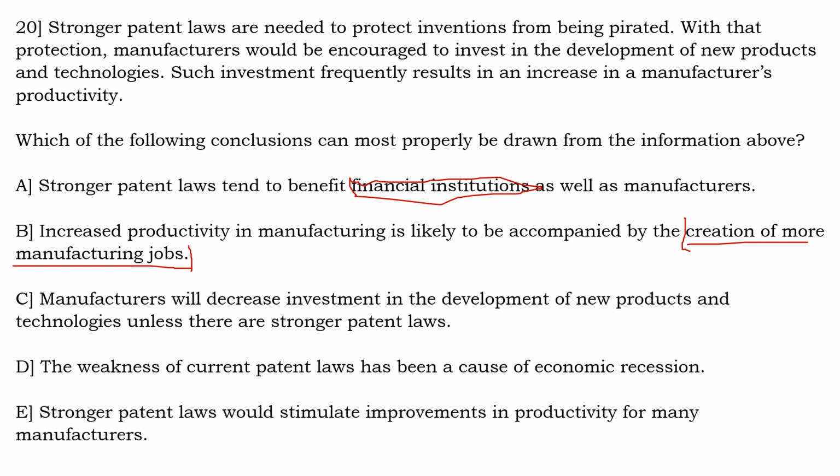Option C, manufacturers will decrease investment in the development of new products and technologies unless there are strong patent laws. So here it says that if there are no good patent laws, manufacturers will not be investing in new products and technologies. You might think that this is a good answer. This is a reverse logic. What the logic in the passage is saying, when you have stronger patent laws, manufacturers are encouraged to invest in development of new products and technologies.